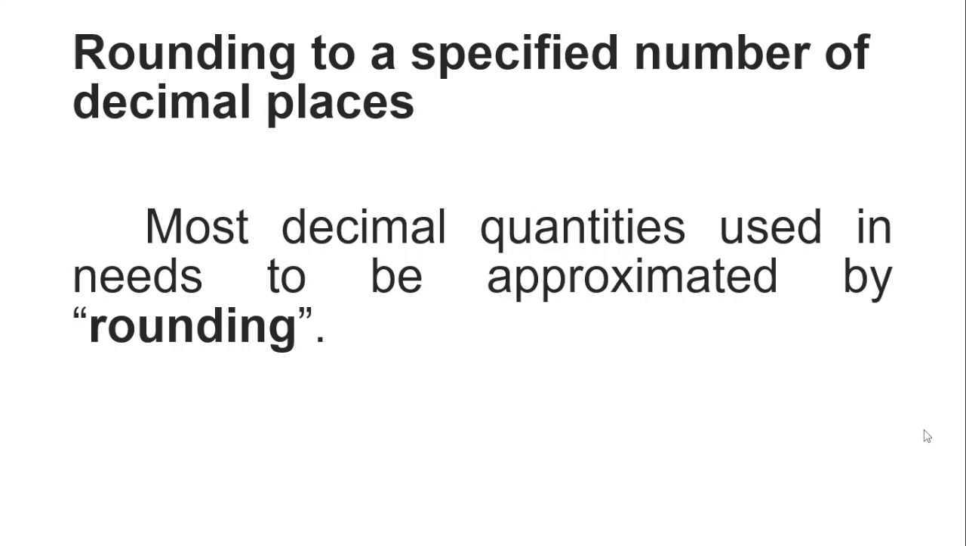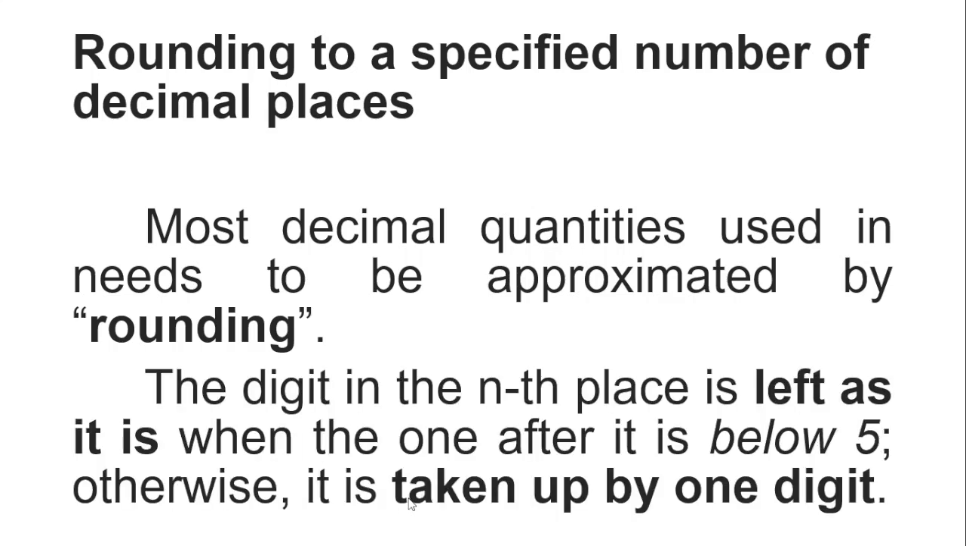When rounding to some n decimal places, the digit in the nth place is left as it is when the one after it is below 5. Let's say you have 1.4 and you're going to round it to the nearest whole number. You keep 1, and since you have 0.4, which is below 5, you keep it as 1, so it is rounded to 1.